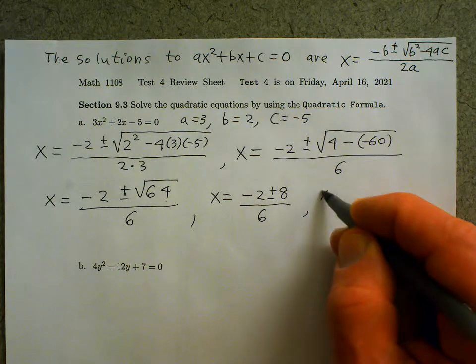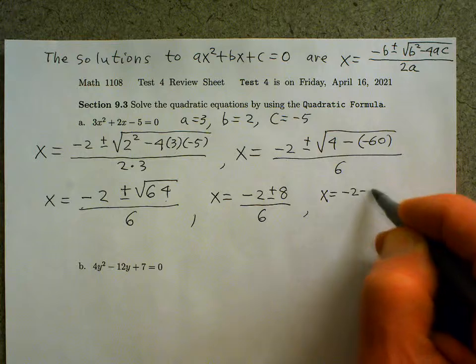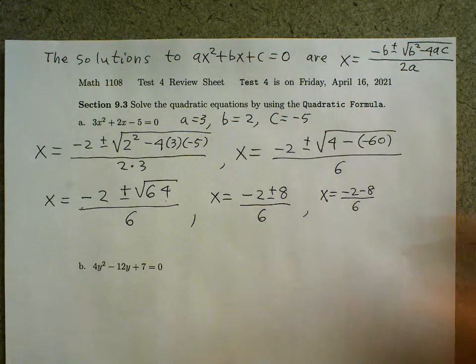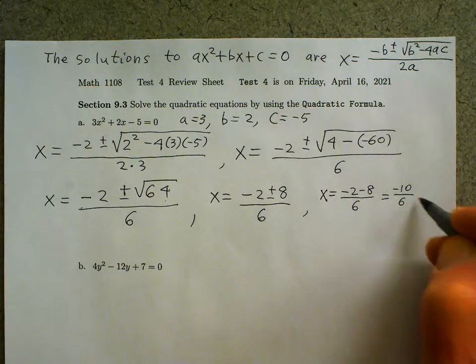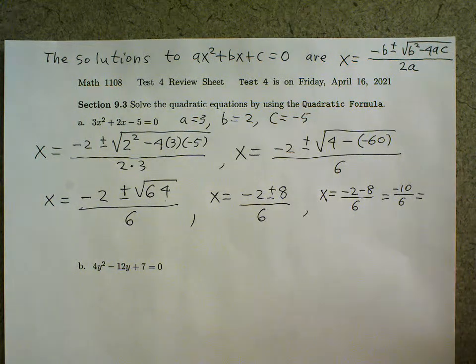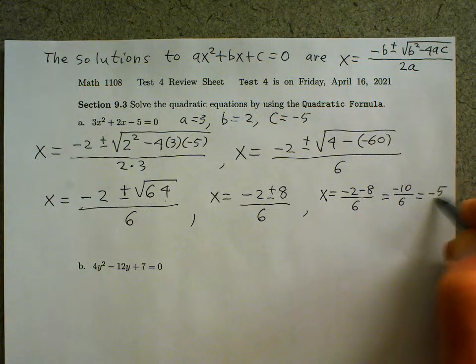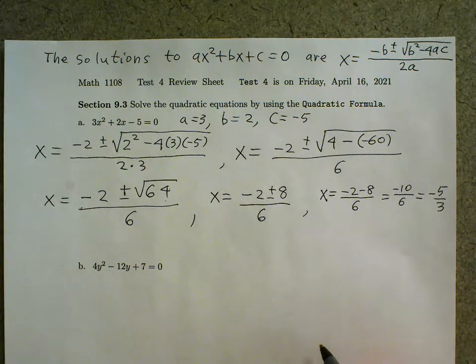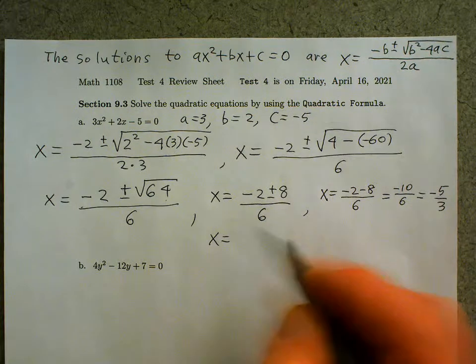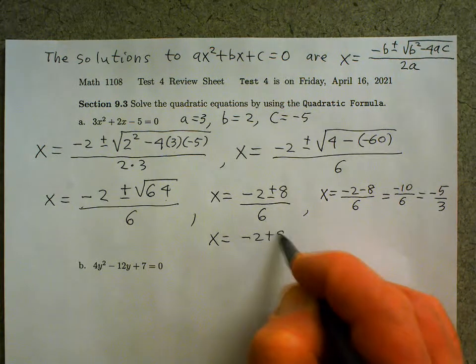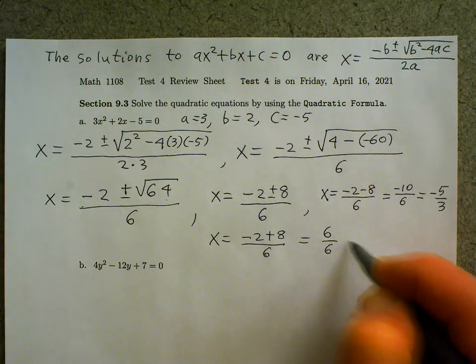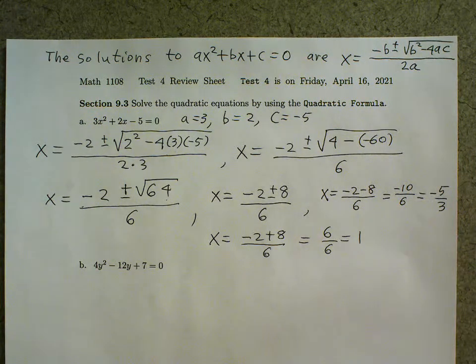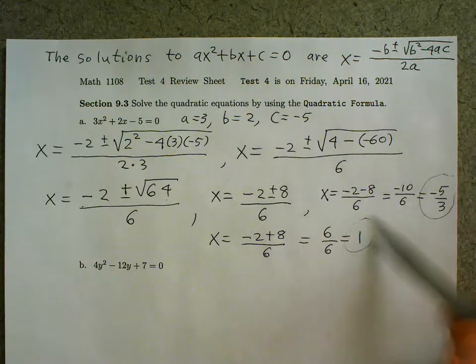So one solution is negative 2 minus 8 divided by 6, or negative 10 divided by 6. And that can be written in lower terms, which is negative 5/3. And the other solution, x equals negative 2 plus 8 divided by 6, which is positive 6 divided by 6, or positive 1. Okay, so the two solutions are negative 5/3 and positive 1.